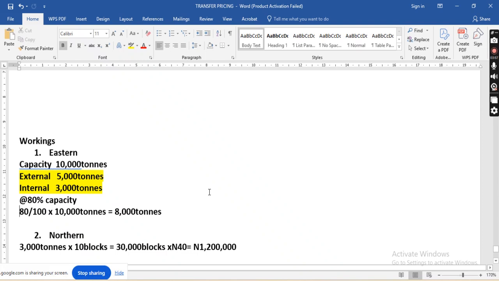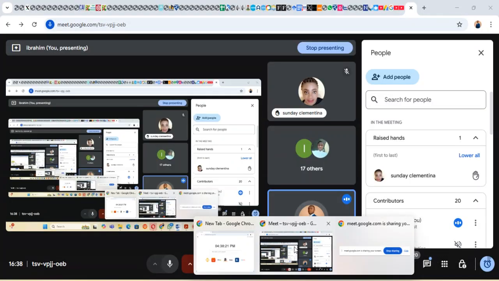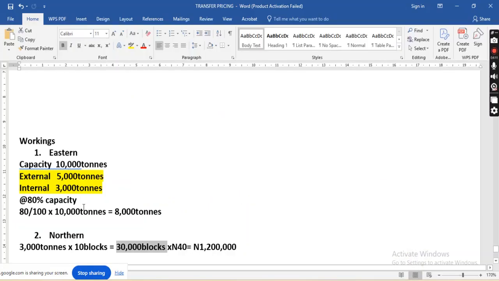And don't forget that 80% capacity we give 8,000 tons, right? And the same thing is applicable to Northern. The 80,000 capacity we give right to what? 30,000 blocks, right? We give right to what? 30,000 blocks. Clementina.